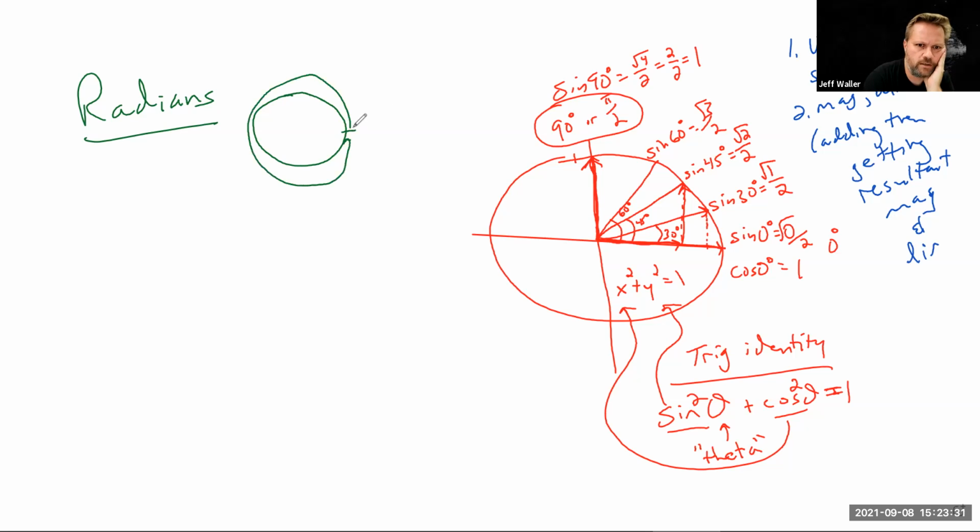360. Yeah, all the way around a circle is 360 degrees. Does anyone know where that came from? Did it have to be 360? Have you ever thought about that?